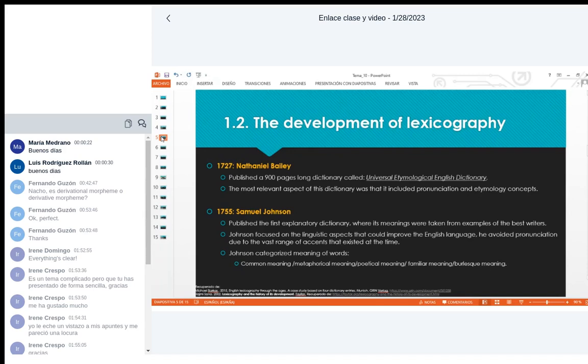Now, Johnson also focused on the linguistic aspect, and he avoided pronunciation because there were a lot of different pronunciations at the time. As you may find, English has different kinds of accents, from the south to the north.